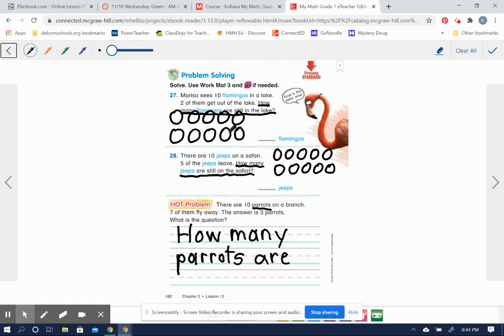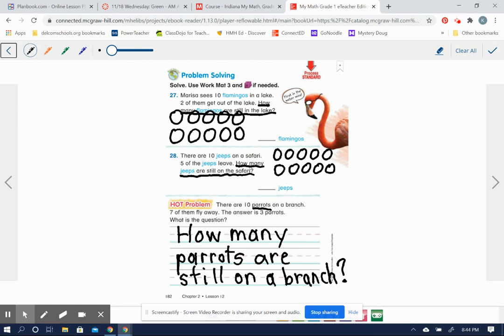What? There are 10 parrots on a branch. 7 of them fly away. The answer is 3. How many parrots are still on a branch or the branch? Either way. And then what do we need here? Do we need a period here? No, we need a question mark because we're asking what is the question? We need a question mark.